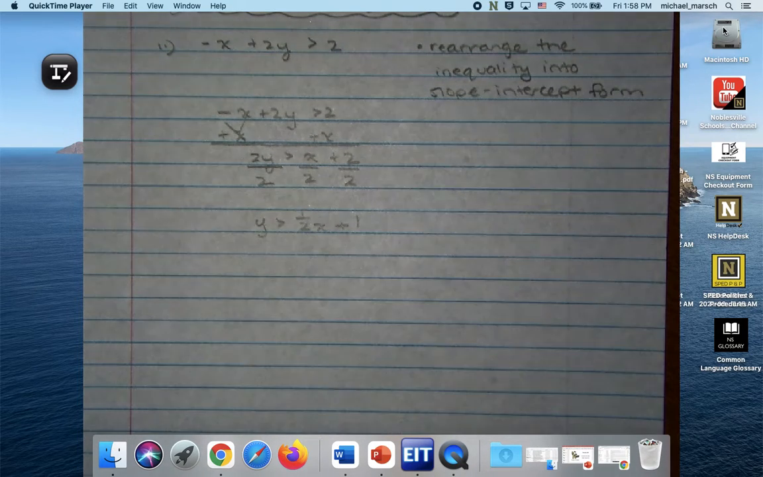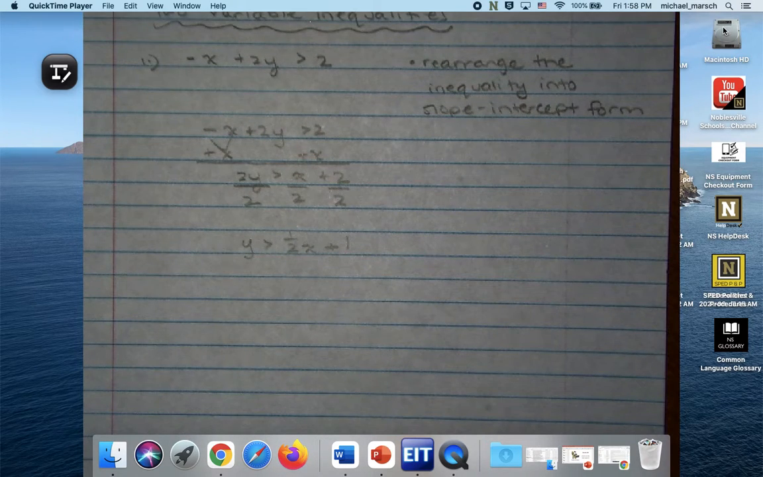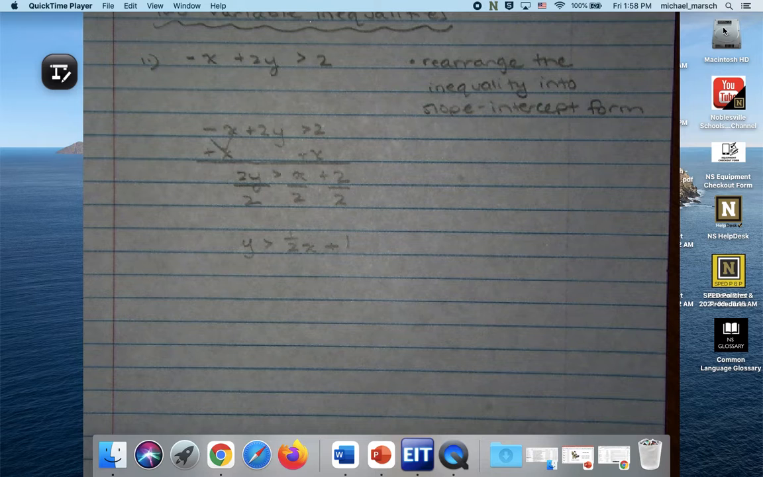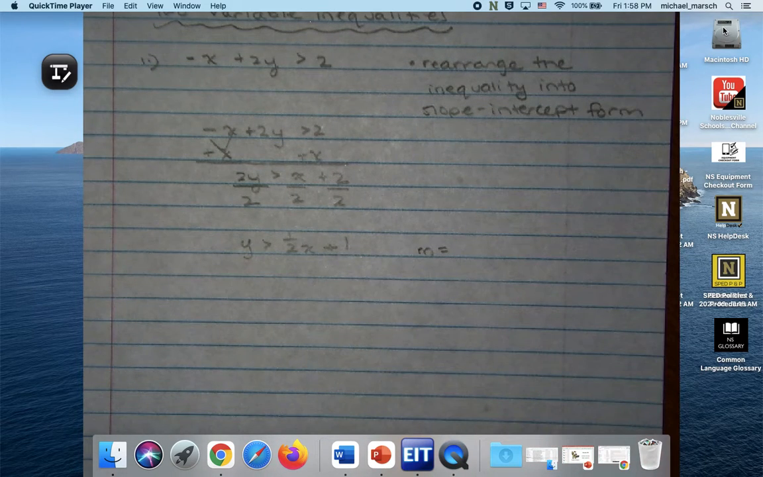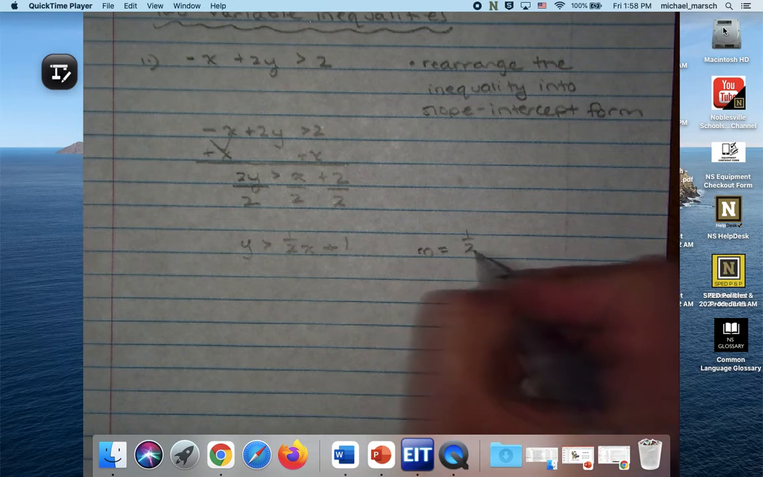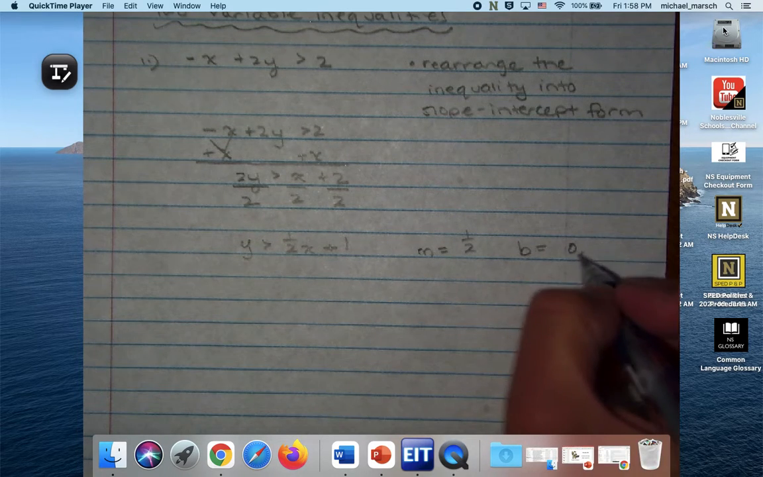What's underlined at the top? 2 variable inequalities. Yep. So I have a slope. What's my slope of this inequality? 1/2. I have a y-intercept. What's my y-intercept? 0, 1.